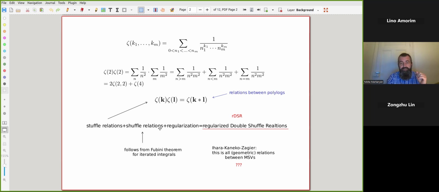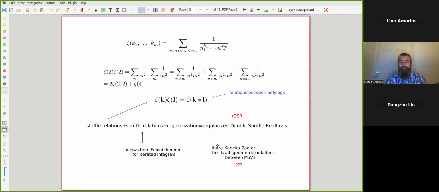So these relations, and the most mysterious part is regularization, because we have this relation and these relations, and we can consider the indexes such that zeta values are not defined, but some combination of them are defined, and this gives us some additional relations between multiple zeta values. And this set of three relations is called the regularized double shuffle relations.